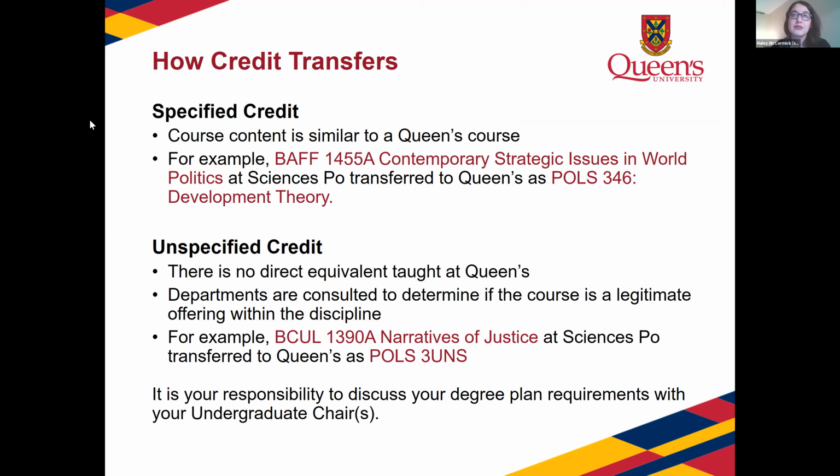Other things you should be avoiding in terms of course registration would be courses that are from a discipline that we don't teach at Queen's. So an example of that would be something like architecture. We don't have a school of architecture at Queen's. That means we don't have professors here who are subject matter experts in architecture, and we would have no one to make an assessment of that course content. So we couldn't transfer a course like that back.